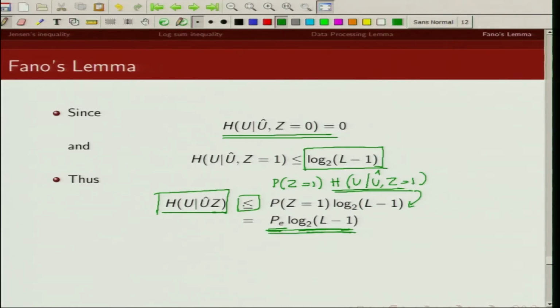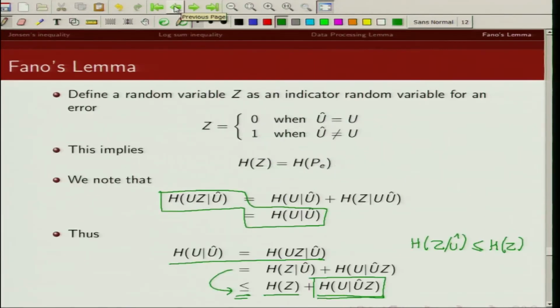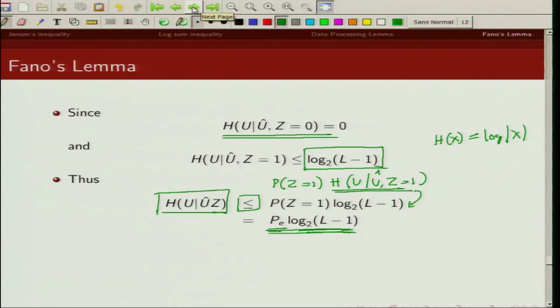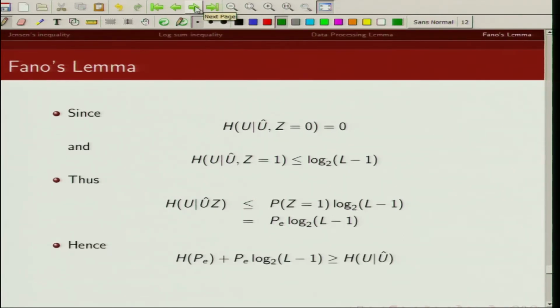Okay. Now when is this equal to this? When all the errors are equally likely to happen. We know that H(X) is equal to log of the number of possibilities of X when X is uniformly distributed. So when all the L minus 1 erroneous possibilities are equally likely, then this happens with equality. So in this expression of H(U|Û,Z), we can plug in this upper bound. If we do that, what we get is this expression.